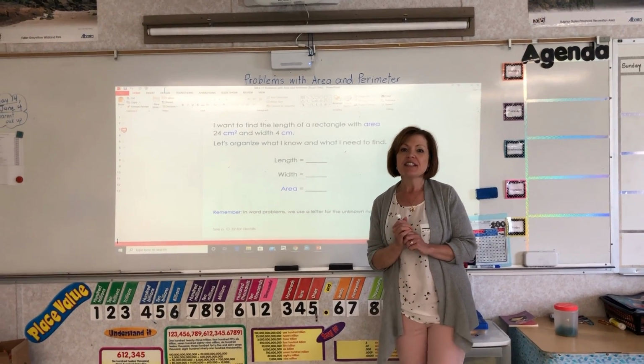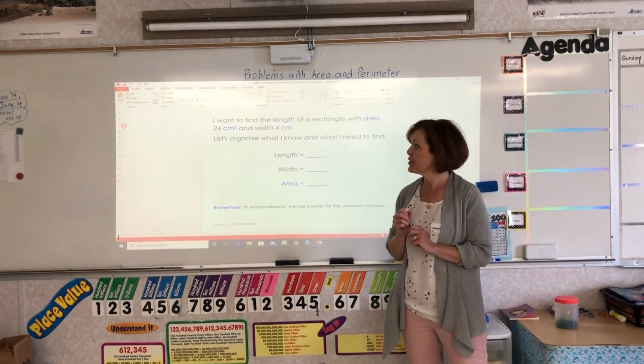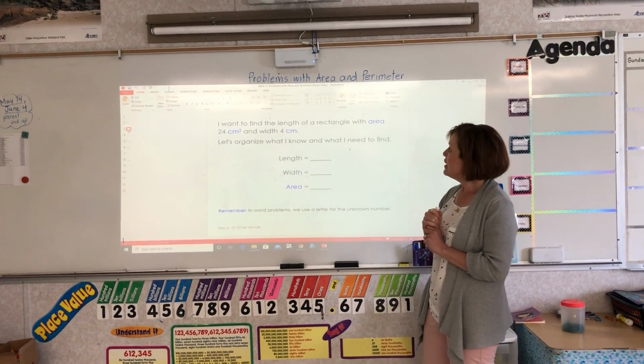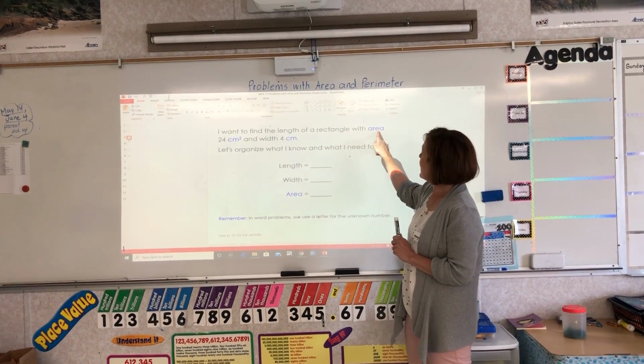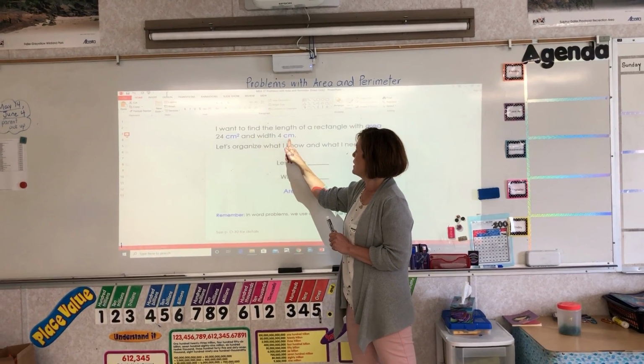Hi boys and girls. Today's lesson is on problems with area and perimeter. So here is the first question we're going to examine. I want to find the length of a rectangle with area 24 centimeters squared and width 4 centimeters.